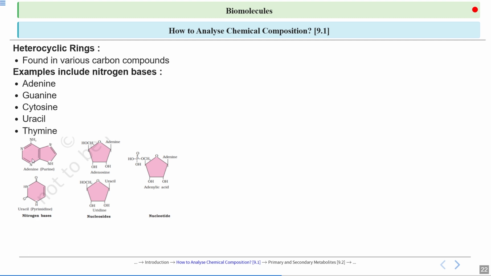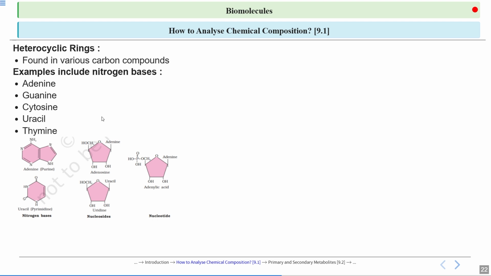Okay, this is adenine, this is a purine. Nitrogenous bases are of two types, purines and pyrimidines. A purine pairs with a pyrimidine in the DNA. This is the structure of adenine, and you can see the heterocyclic structure. Then uracil, this is a pyrimidine. It consists of a single ring. Then these are adenosine and uridine. And this is adenylic acid.